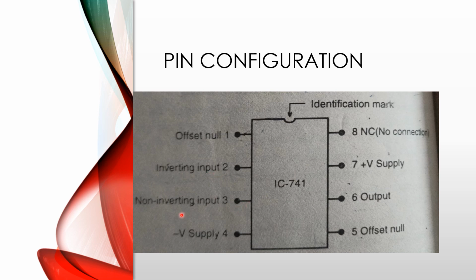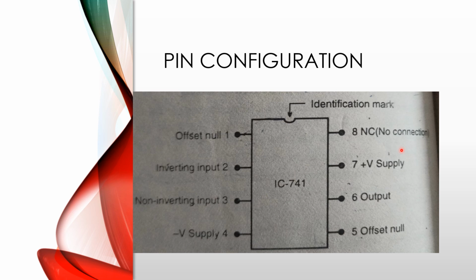Pin 3 is called the non-inverting input terminal. Pin 4 is the negative supply. Pin 5 is for offset null. Pin 6 is for output. Pin 7 is for positive supply, and pin 8 is no connection. An op amp works on plus minus 12 volt or plus minus 15 volt. That means IC741 works on plus minus 12 volt or plus minus 15 volt.